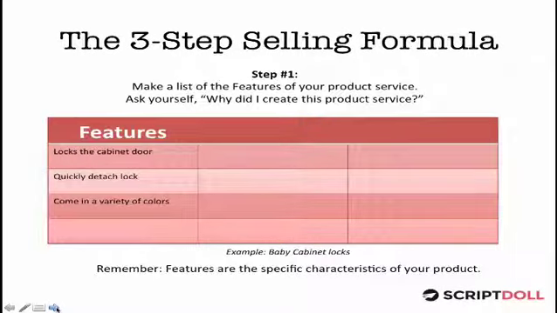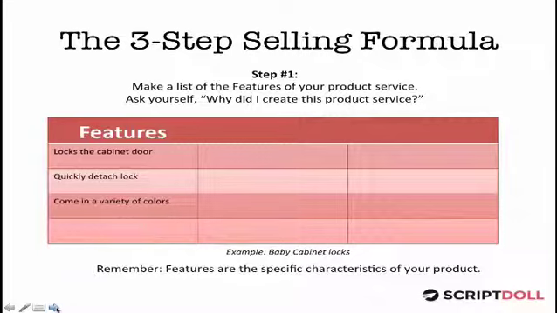You're going to make a table, and your table can look something similar to this. The first thing you want to do is make a list of all the features of your product. To figure out the features, just ask yourself, why did I create this product in the first place? Did you create it to prevent a safety concern? Did you do it to save time? Did you do it to make money? Why did you create this product?